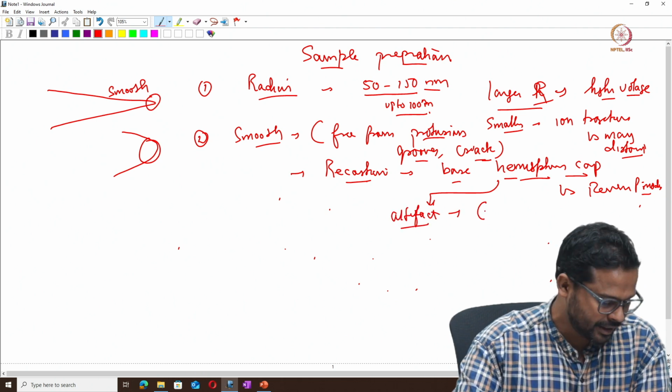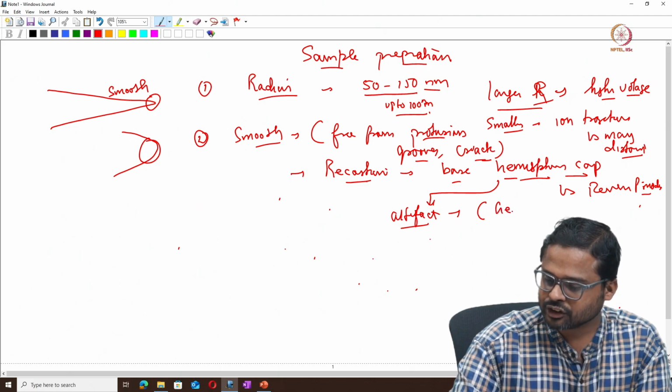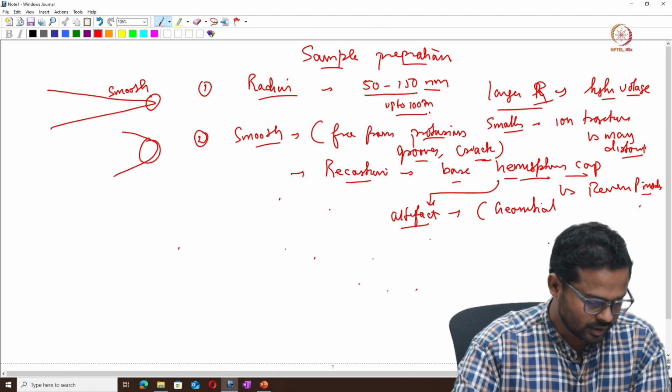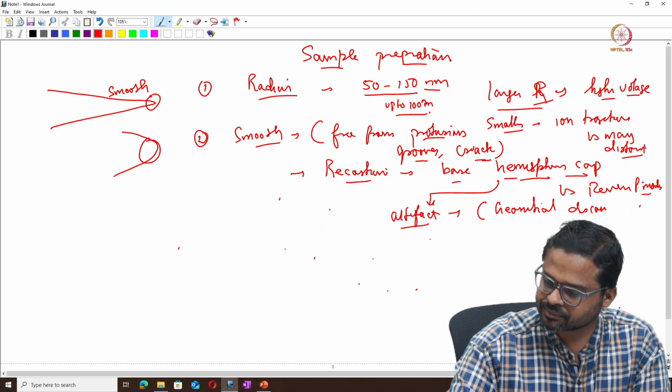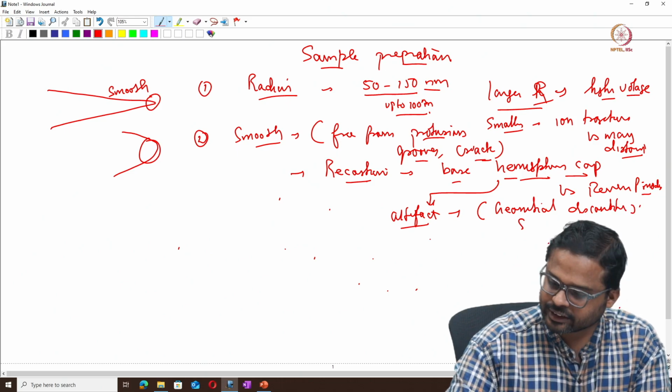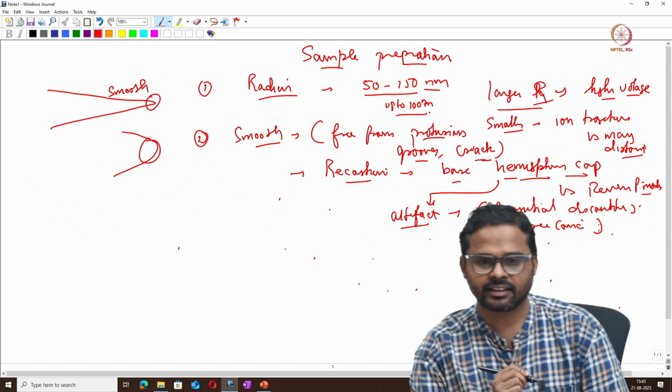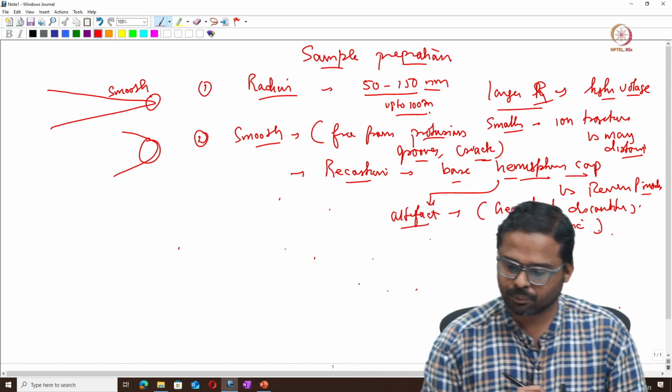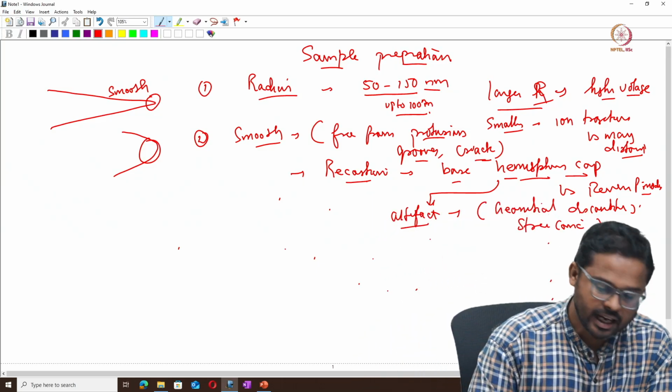It may be due to geometrical discontinuities and stress concentrations. Stress concentration may arise from crack tips, grooves or protrusions. This generates the artifact.